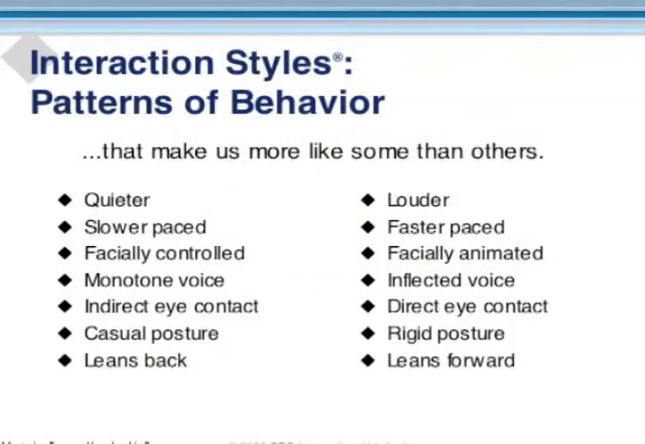Now, what we do in interaction styles is break these behaviors down into categories. We refer to these as patterns of behavior. Such things as the volume of someone's voice, whether they're loud or quiet, how quickly they talk, whether they are faster or slower. So, things that could easily be seen or heard when you're working with someone.